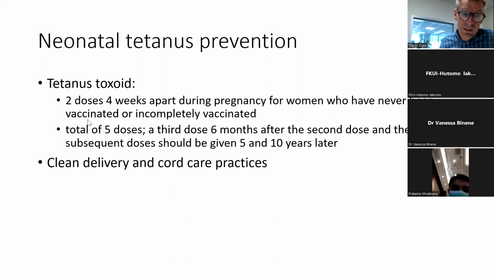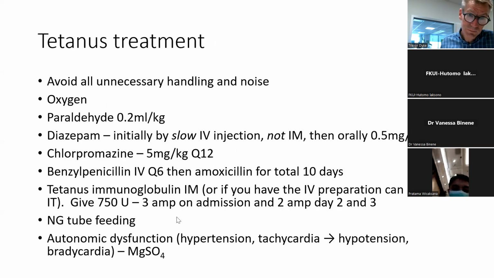And so, as you know, there's a recommendation for 2 doses of tetanus toxoid, 4 weeks apart during pregnancy, and in total, 5 doses for the lifetime of the mother. And that's usually on top of having been adequately vaccinated in childhood. Prevention of tetanus also requires clean delivery and cord care practices. So if you're thinking about how to prevent tetanus, then there's those 3 things: clean delivery, clean cord practices, and tetanus toxoid in pregnancy.